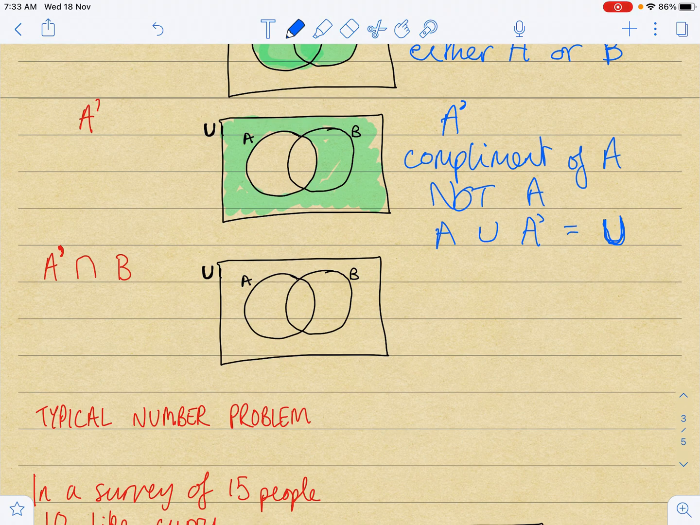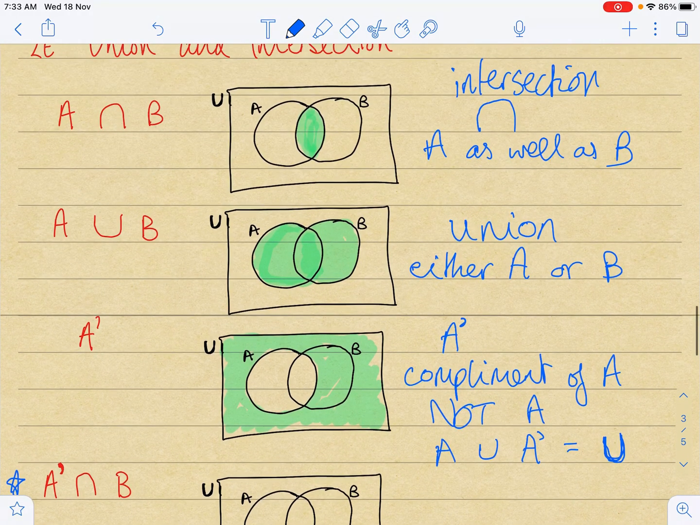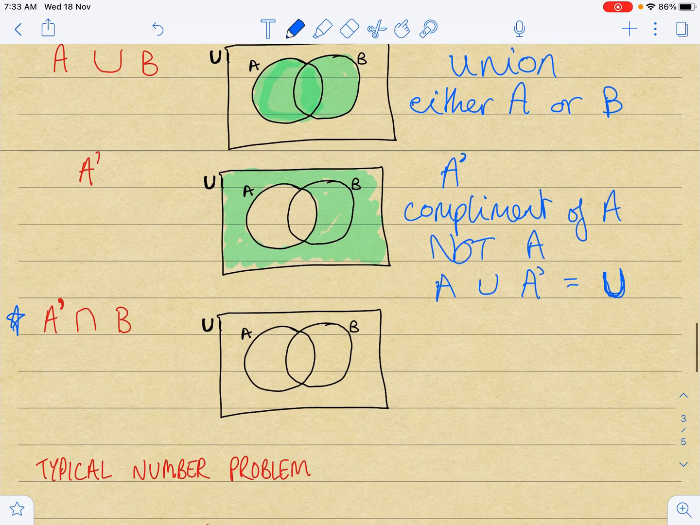Let's have a look at a tricky example then. We're going to try and shade on this diagram, not A intersecting with B. So let's go back to the language there. Intersection means as well as. So it's got to be not in A as well as it is in B.